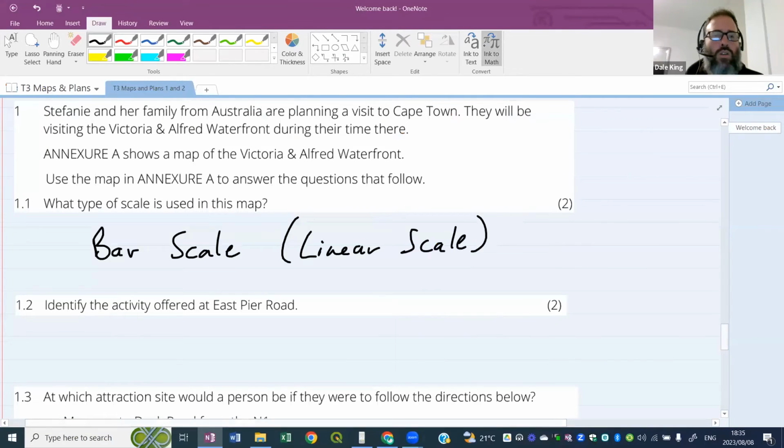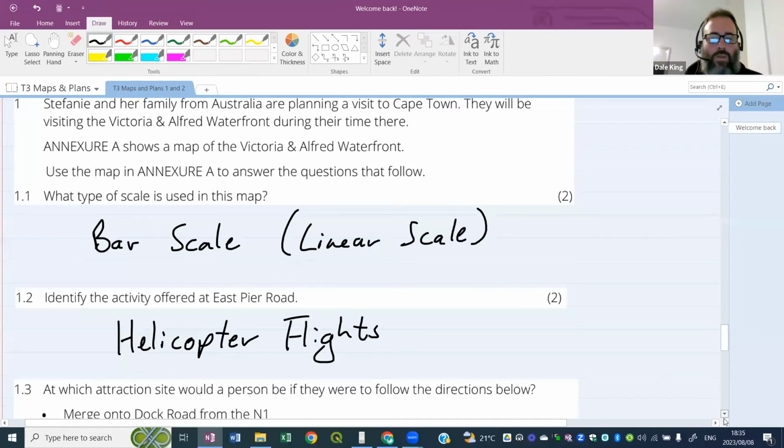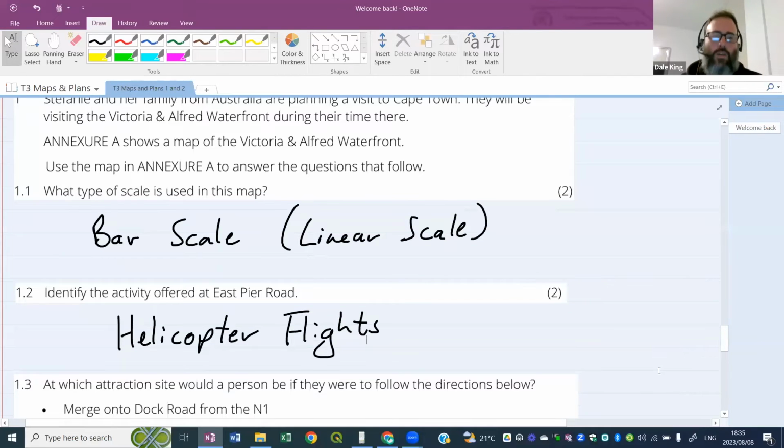We don't have questions like that in math literacy. Yes, you guys are absolutely right. Helicopter flight. And I know what you're thinking. This is way too easy. Hold on, guys. You know me. The good stuff is coming.